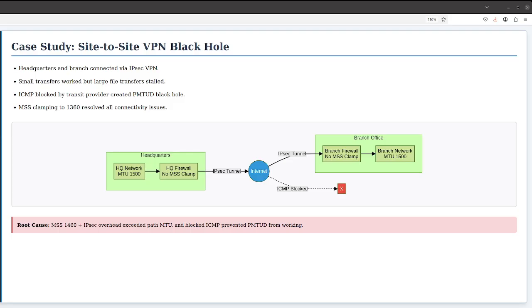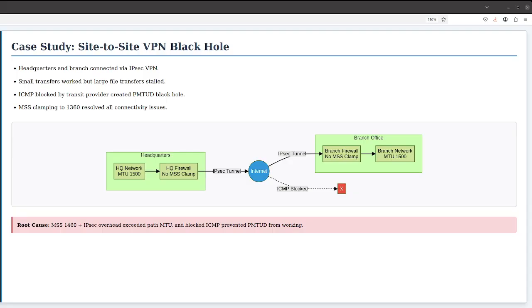Case study: site-to-site VPN black hole. Let me share a real-world case study that demonstrates how MSS issues manifest in production environments. This scenario is one of the most common MSS-related problems that network engineers encounter, and understanding it will help you recognize similar issues in your own networks.